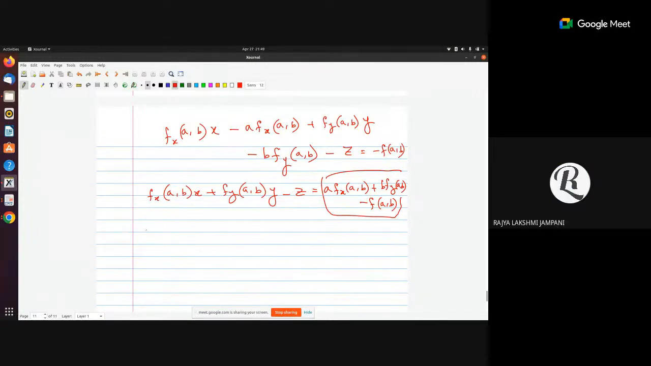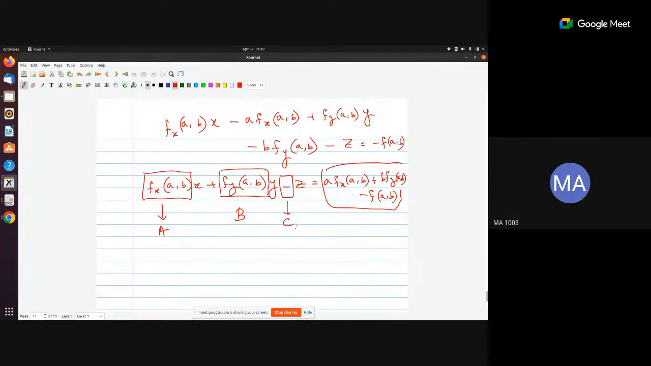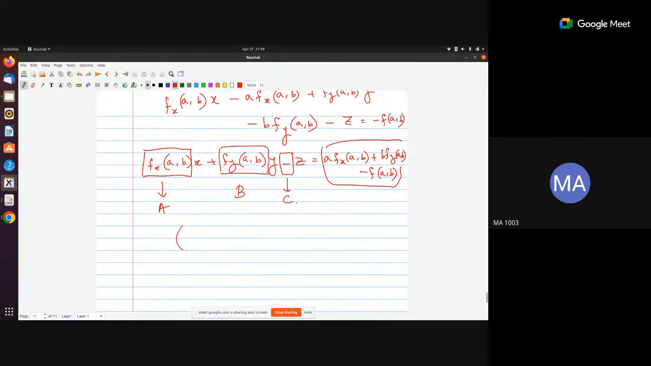Okay, sir. So this is what our tangent is. This is the coefficient of x, so this is a. This is the coefficient of y, this is b. And the coefficient of z is -1, this is c. Okay? This is a, b, c. Correct? So this is fx(a, b), fy(a, b), and -1. Correct?